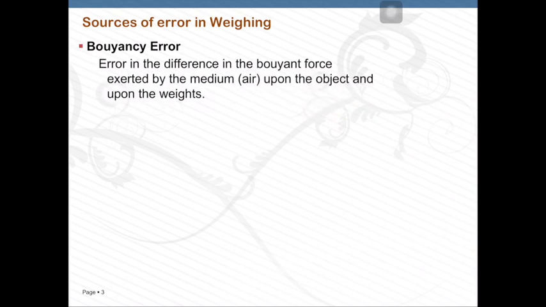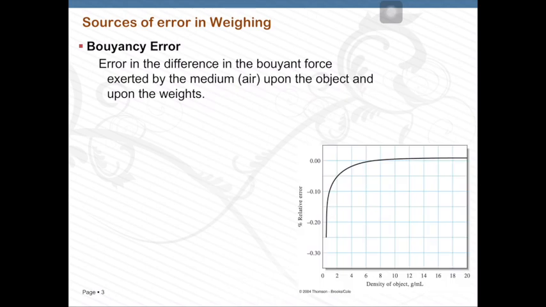The first error is what we call the buoyancy error. Buoyancy is the upward force that is exerted by the medium upon the object and upon the weights. Take note that your object exerts a downward force on your analytical balance, but buoyancy also exerts an upward force to it. Thus, a systematic error that results here is what we call the buoyancy error.